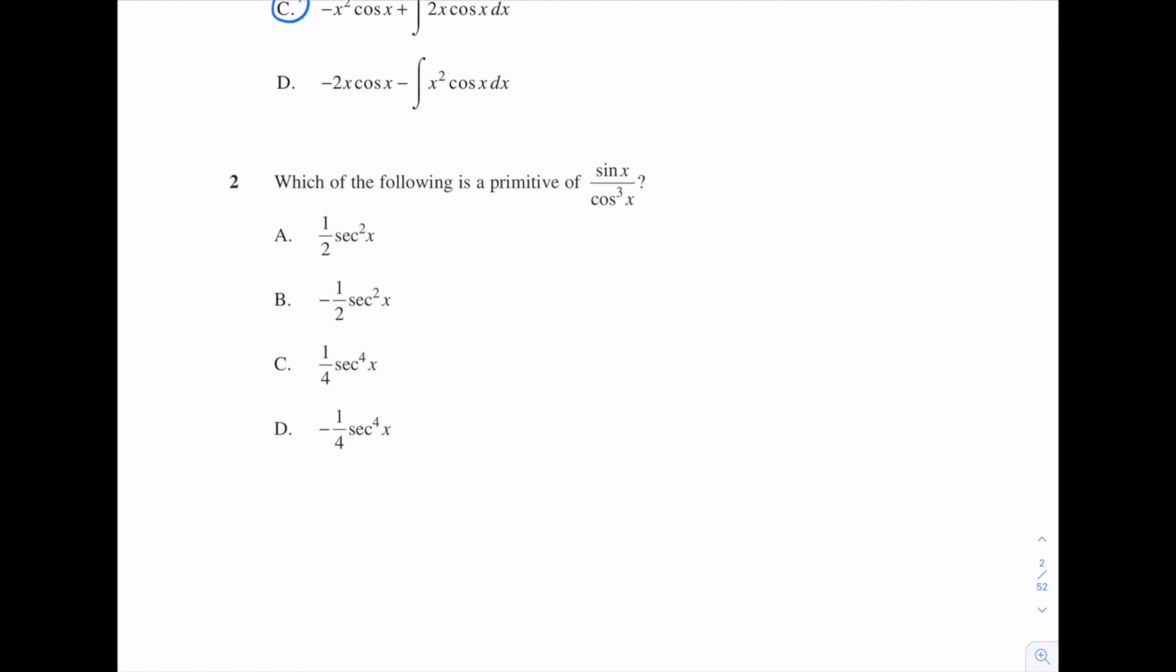Okay, which of the following is a primitive of sine x over cos cubed x? All right, so what we want to do is we want to integrate this thing. We want to integrate sine x on cos cubed. Now, I'm going to split this up as sine x over cos x times 1 on cos x. Sorry, 1 on cos squared x. And the reason I do that is because this will give me a tan times sec squared.